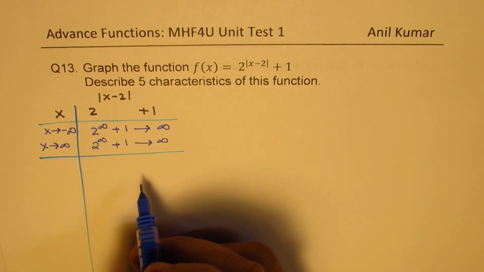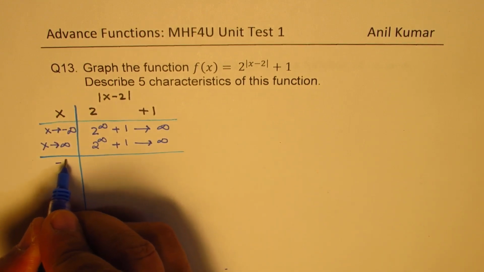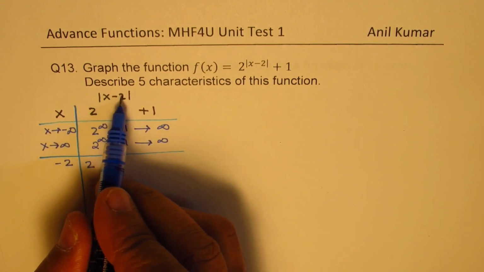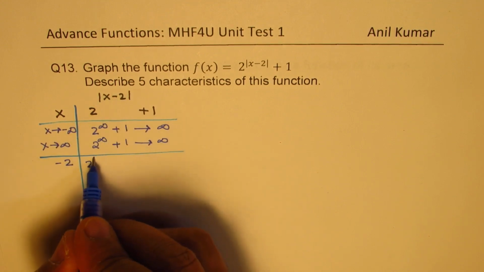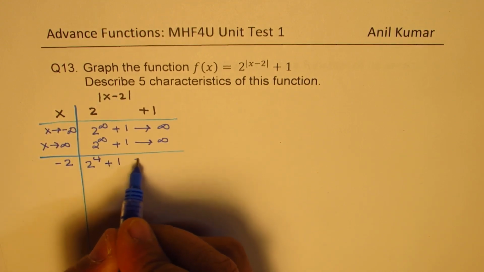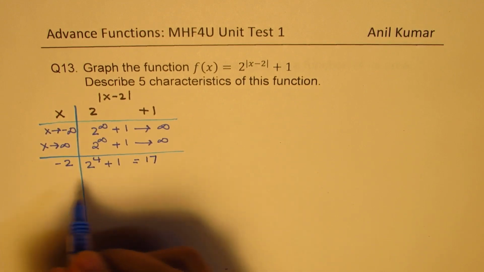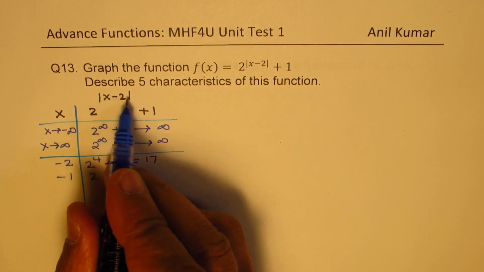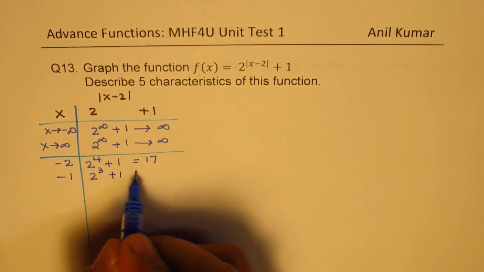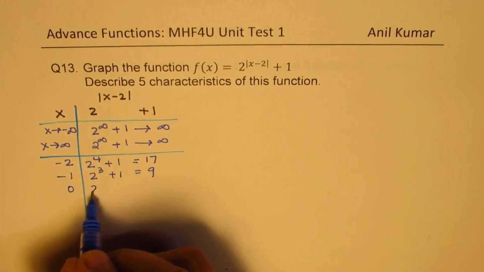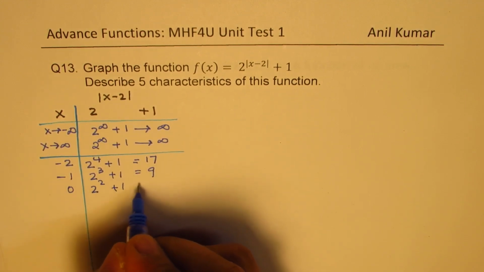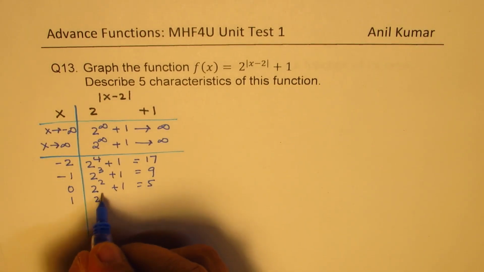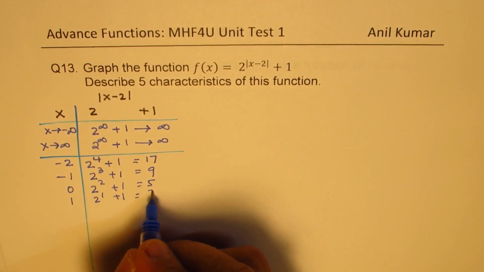So if I take a value of x, let's say minus 2, then what do we get here? We get 2 to the power of minus 2 minus 2 is minus 4. Absolute value will be positive always, right? So we have this, which is 16 plus 1 is 17. If I take minus 1, I get 2 to the power of minus 3. Absolute value is plus 3. Plus 1, which is 9. For 0, we get 2 to the power of 2 plus 1, which is 5. For 1, we get 2 to the power of 1 plus 1, which is 2 plus 1 is 3.